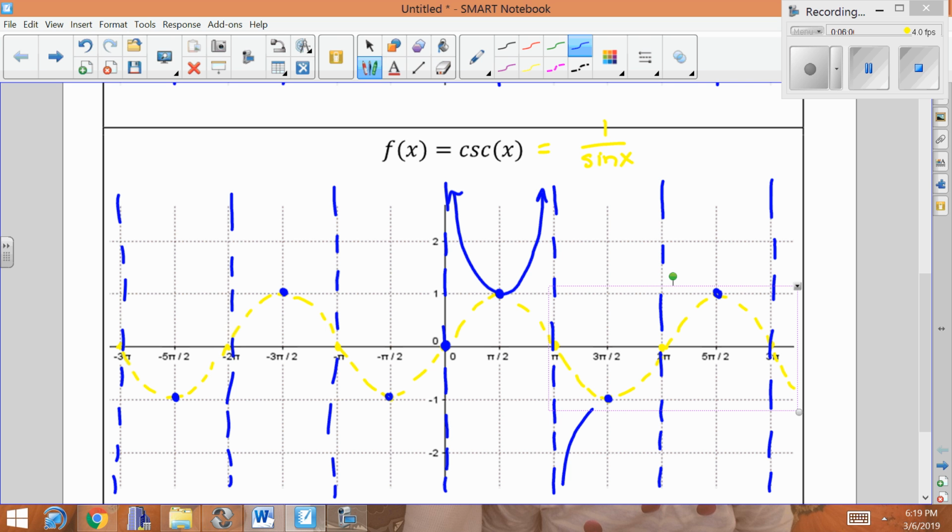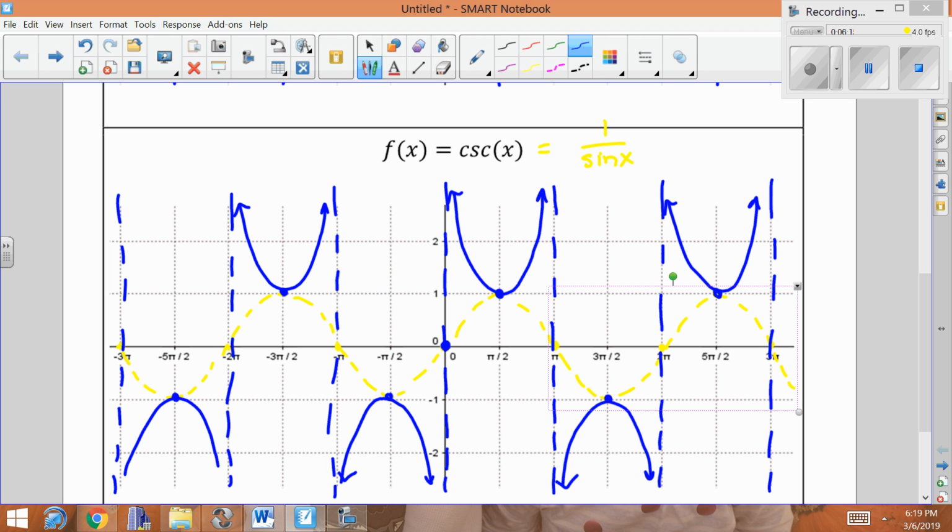So we've got one there. This one's going to go down. This one's going to go up. Notice that it has concave up and concave down parts of it. We're going to look at that a little bit later when we do some graph analysis. And we've got our cosecant graph.